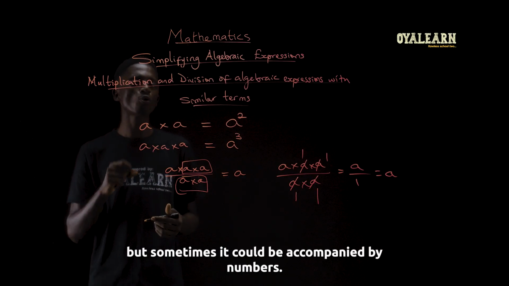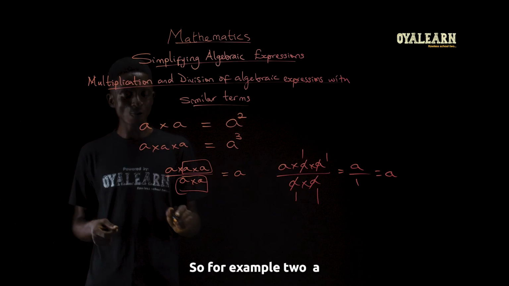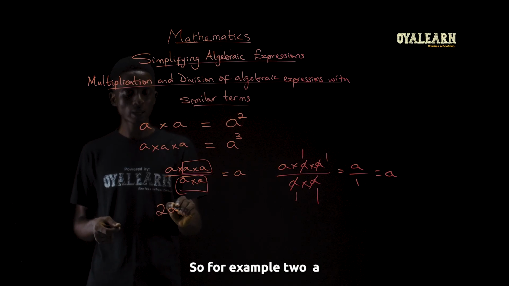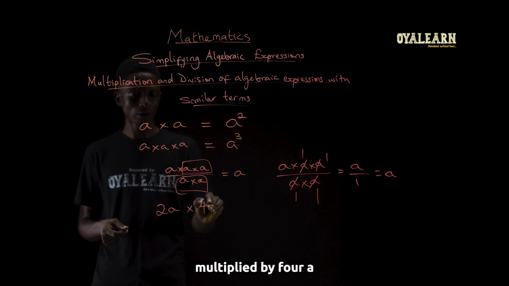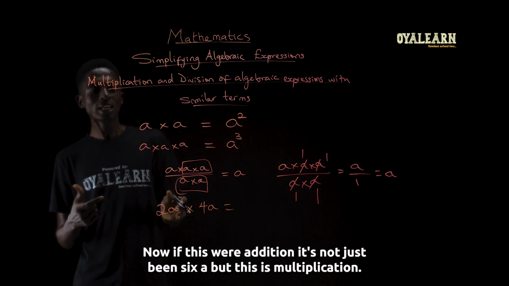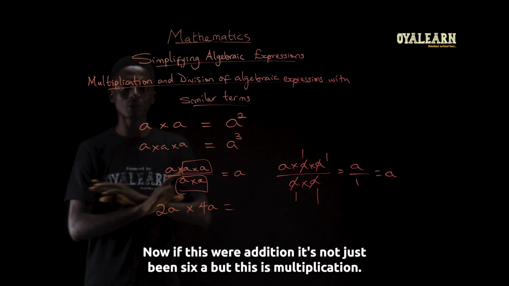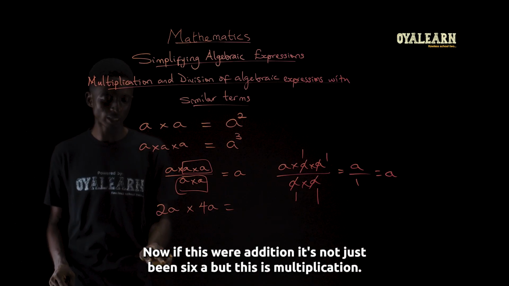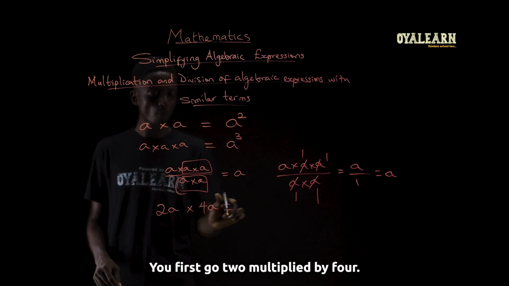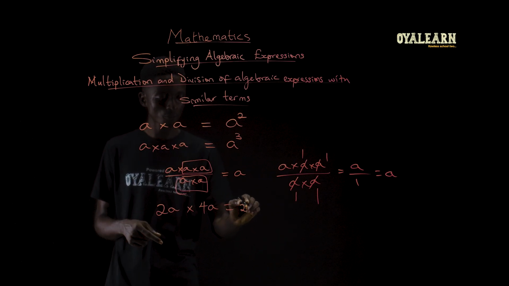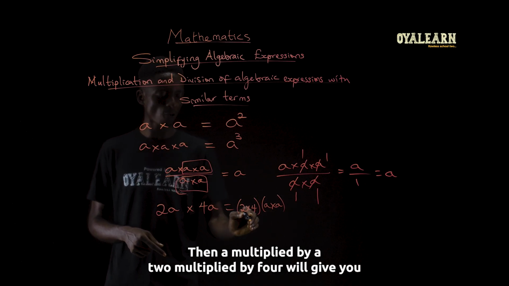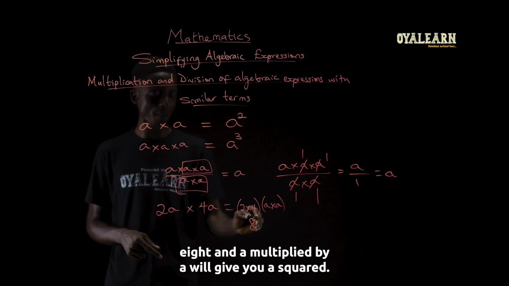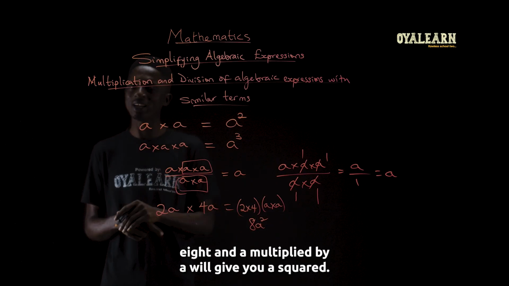But sometimes it could be accompanied by numbers. Say for example, 2a multiplied by 4a. Now, if this were addition, it would have just been 6a. But since it's multiplication, you first go 2 multiplied by 4, then a multiplied by a. 2 multiplied by 4 will give you 8, and a multiplied by a will give you a squared.